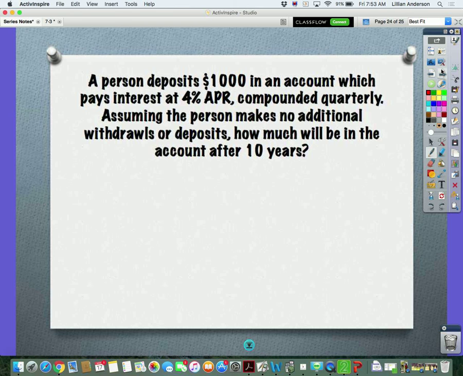So this is: a person deposits $1,000 in an account which pays interest at a 4% APR compounded quarterly. Now, assuming the person makes no additional withdrawals or deposits, how much will be in the account after 10 years? Okay, and so we're trying to figure out what is A, because A represents that final amount, how much you have after a certain number of years being compounded a certain number of ways, okay? And so the 1,000 represents our initial deposit.